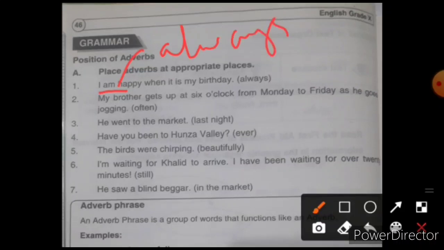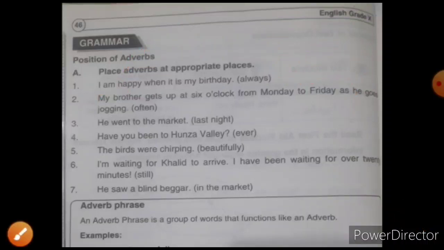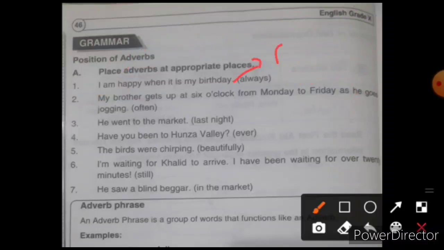Okay. Then we have the next one, and that is: my brother gets up at 6 o'clock from Monday to Friday and he goes jogging. So the word is often. This one was frequency. Is frequency. Can I write it properly? Sorry, we have to write it again. This is frequency. Okay, so this is an adverb of frequency.